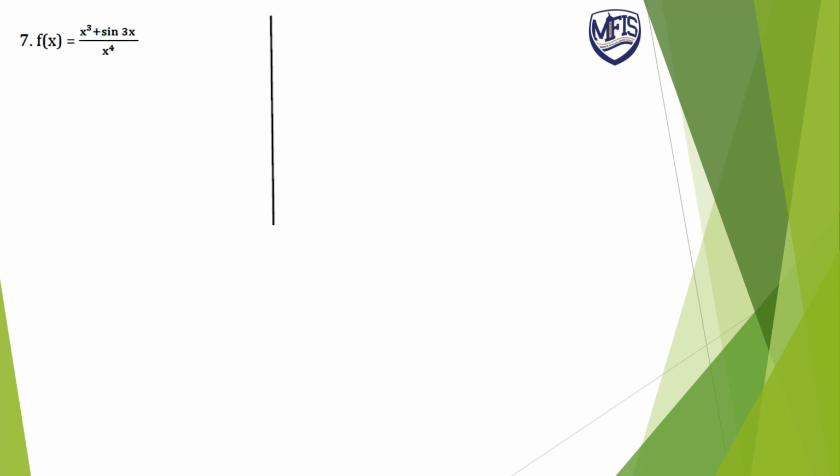Another example, number 7. f of x equals x power 3 plus sine 3x over x power 4. The domain is R minus 0. Okay, 0 is not positive and not negative, but we can test this function by taking f of negative x. With the domain R minus 0, we write: for every x and negative x belong to R minus 0, f of negative x equals, we replace this x with negative x power 3, this x with negative 3x, and this x with negative x power 4. Okay.